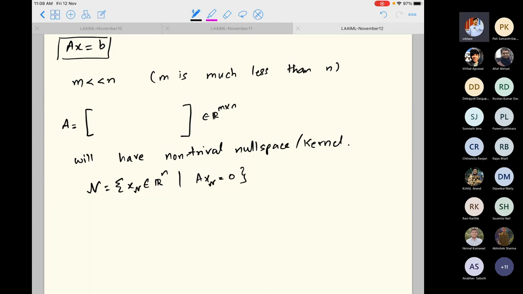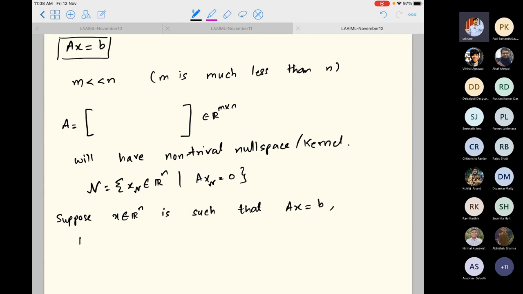X sub n is a vector in the null space of A, so A xn is equal to 0. Now suppose x in R^n is such that Ax is equal to b. Okay, so that means that x is the solution to this Ax is equal to b.